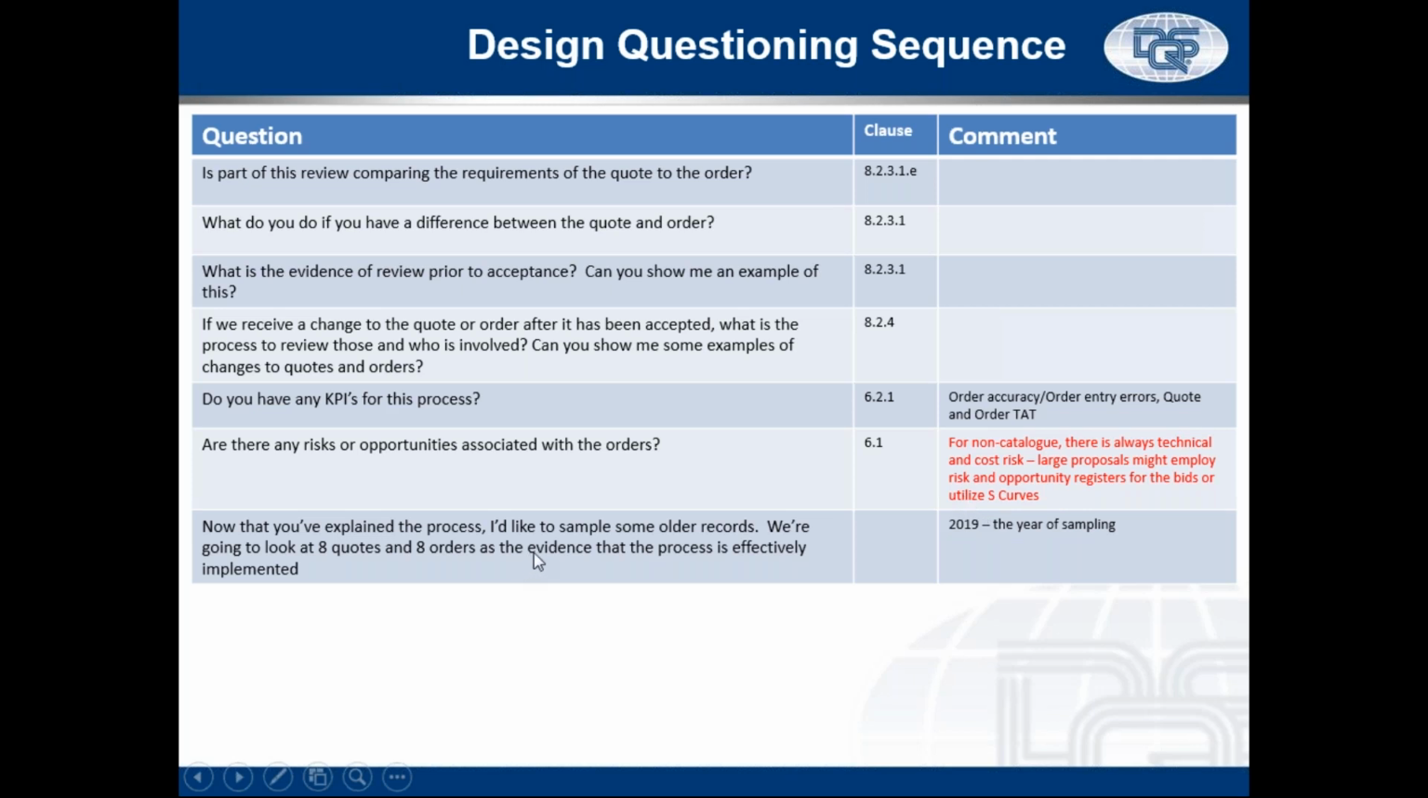And lastly, you're going to do some sampling. Now you've walked through a whole process with maybe one example. You say, hey, I want to look at some older records. I always tell them I'm going to go through 8 quotes and 8 orders. If everything is cool, we'll stop there. If it's not good, I might have to pull a few more just to make sure we have an effective system. So don't forget, we want to do that sampling so that we're adding the value.